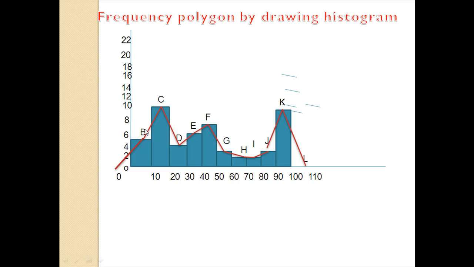Name them as B, C, D, E, F, G, H, I, J, K and L. Join them by lines. That is the frequency polygon by drawing a histogram.